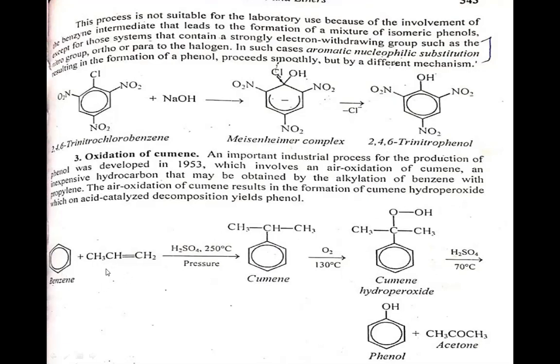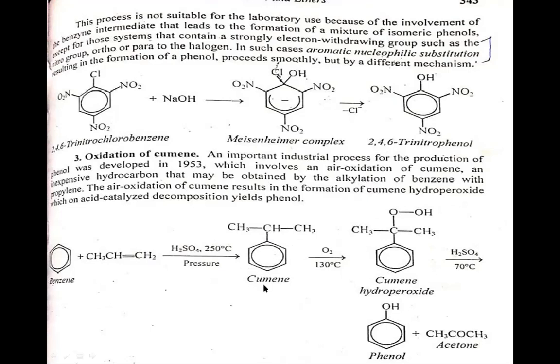Benzene, when reacted with propene in the presence of sulfuric acid, at 250 degree centigrade temperature and a certain amount of pressure, benzene is converted into isopropyl benzene. In this process, sulfuric acid acts as a catalyst. Here mechanism is not given, but sulfuric acid protonates this carbon, and this carbon acquires positive charge, so this positive carbon attacks benzene ring and is attached to this benzene ring, and isopropyl benzene is formed, that is known as cumene.